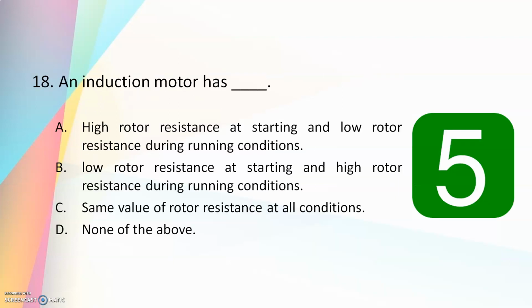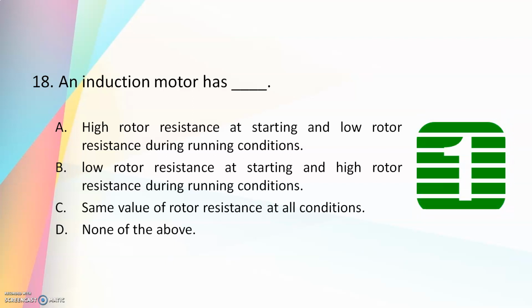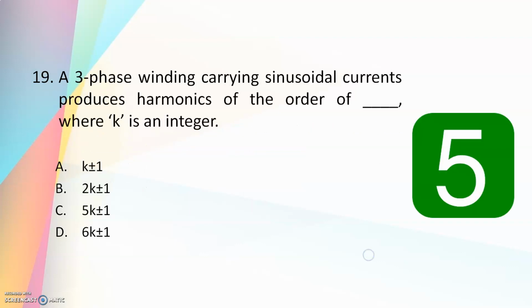An induction motor has high rotor resistance at starting and low rotor resistance during running conditions, low rotor resistance at starting and high rotor resistance during running conditions, same value of rotor resistance at all conditions, none of the above. Here you go. And the answer is high rotor resistance at starting and low rotor resistance during running conditions.